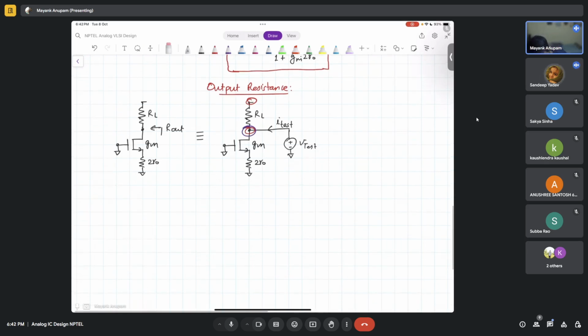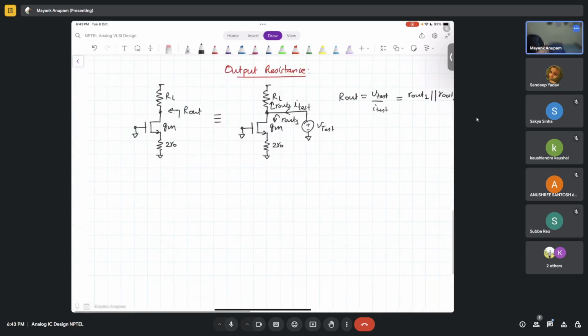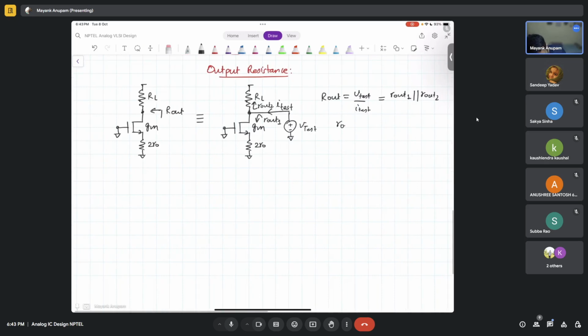So this makes our job easier. We just have to now find out what is the resistance looking here, R out 1, and looking here, R out 2, and simply put them in parallel, isn't it? So overall R out, that is equal to V test by I test, will be R out 1 parallel R out 2. So tell me what will be R out 1? And I want a very quick answer from you because this is a very common architecture. What is R out 1?